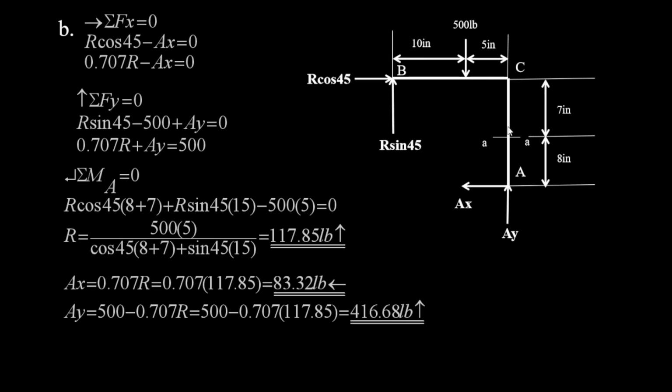If you look at it, it's being compressed by AY. So this is being compressed by AY. Then we are going to see what is in compression, and then find the change in length. Our original length of AC is going to be 7 plus 8. Our force applied is going to be AY. Then we know our E, our elasticity, is 29 times 10 to the power 6.